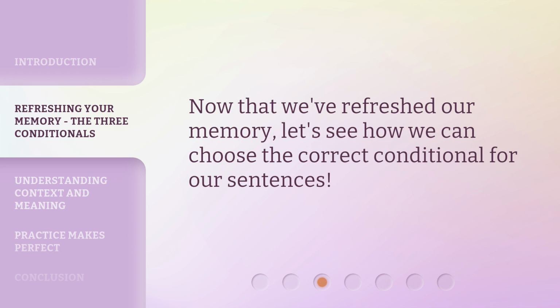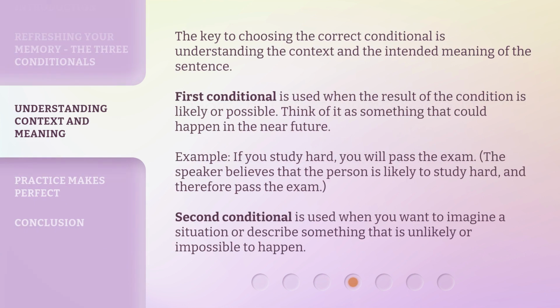Now that we've refreshed our memory, let's see how we can choose the correct conditional for our sentences. The key to choosing the correct conditional is understanding the context and the intended meaning of the sentence. First conditional is used when the result of the condition is likely or possible. Think of it as something that could happen in the near future. Example: if you study hard, you will pass the exam. The speaker believes that the person is likely to study hard, and therefore pass the exam.